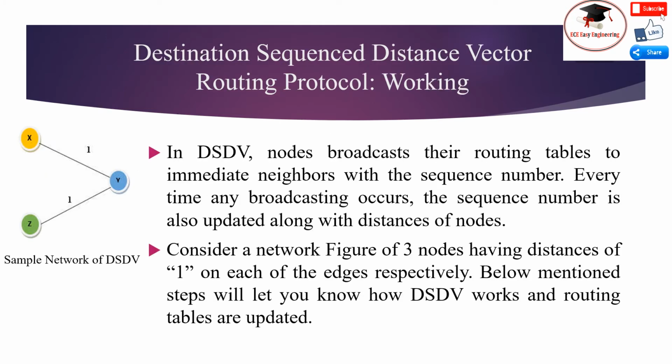The working of DSDV. In DSDV, nodes broadcast their routing table to immediate neighbors with a sequence number. Every time any broadcast occurs, the sequence number is also updated along with the distance of nodes. A sample network of DSDV is given, and the figure is considered having 3 nodes and a distance of 1 on each of the edges respectively.